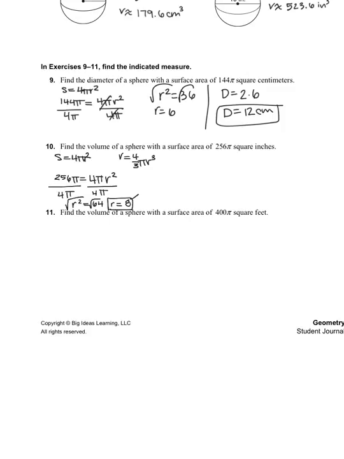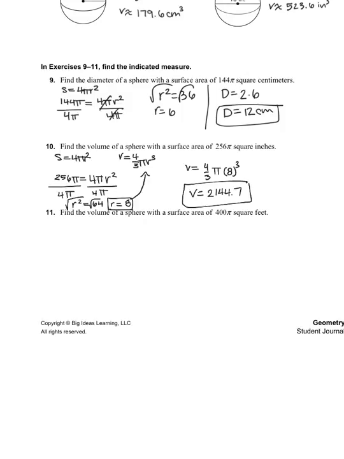Now I can figure out the volume by plugging in the radius, right? So I'm going to do volume equals 4/3 times pi times the radius, which in this case is 8 cubed. And I'm going to simply plug that into the calculator. When you do that, you end up with approximately 2,144.7.